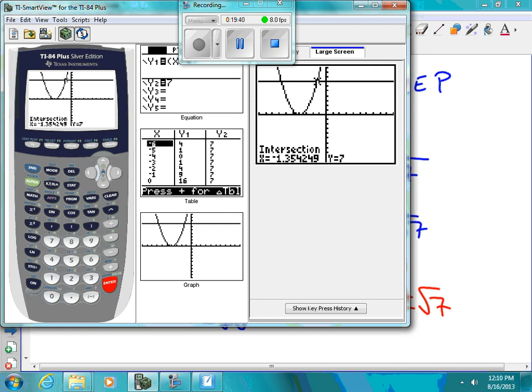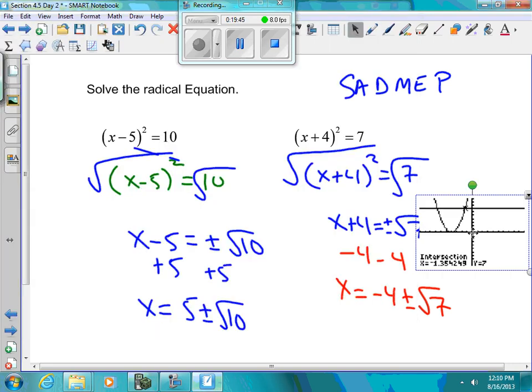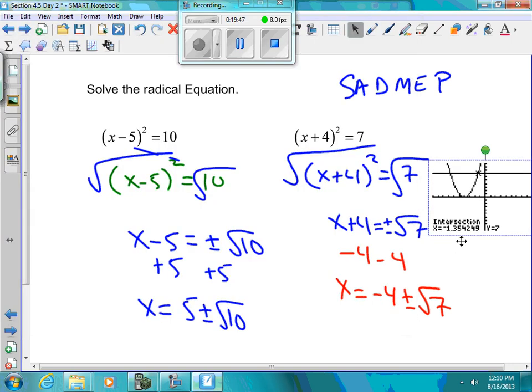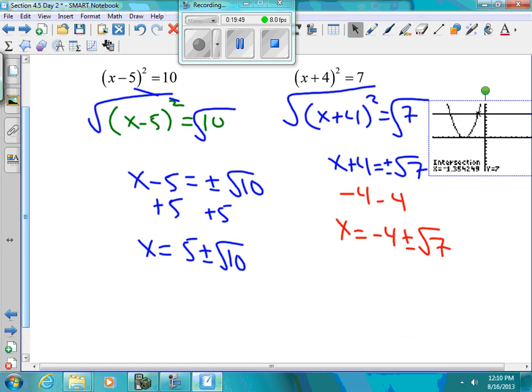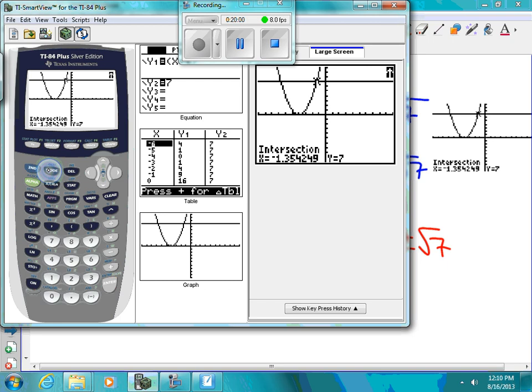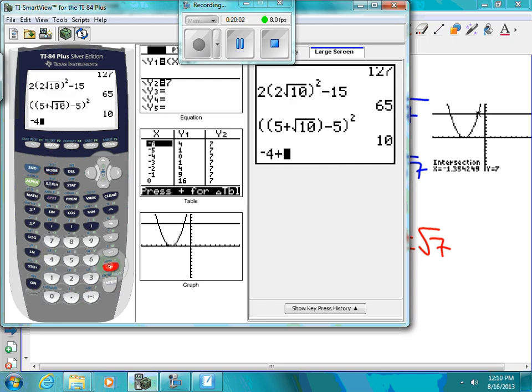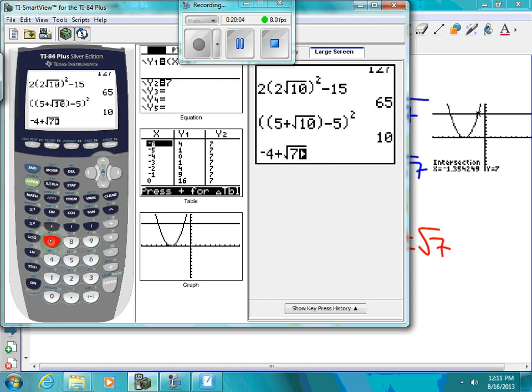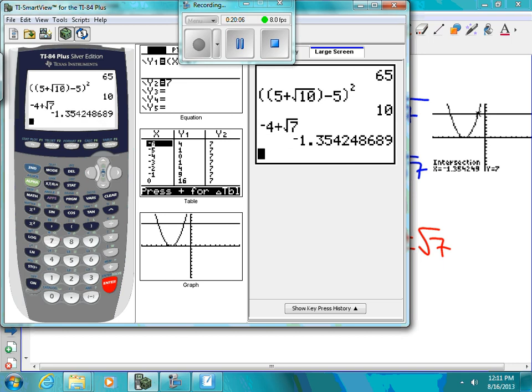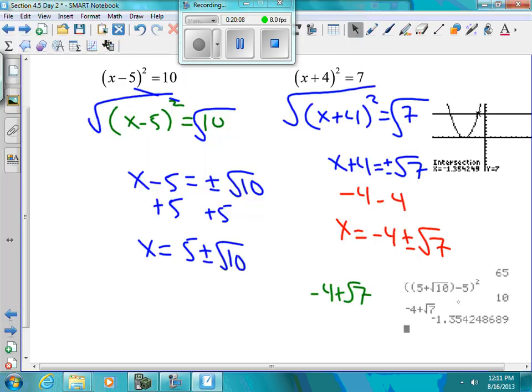Well, let's see if negative 1.35 is one of our solutions. When I bring this out, I have negative 4 plus the square root of 7 and negative 4 minus the square root of 7. So negative 4 plus the square root of 7, what is that as a decimal? Plug it in your calculator. Negative 4 plus the square root of 7 is negative 1.35. Same thing. So that's one of our solutions.